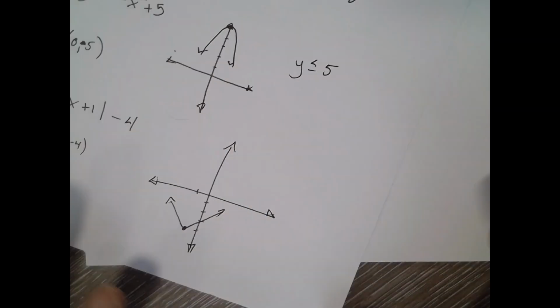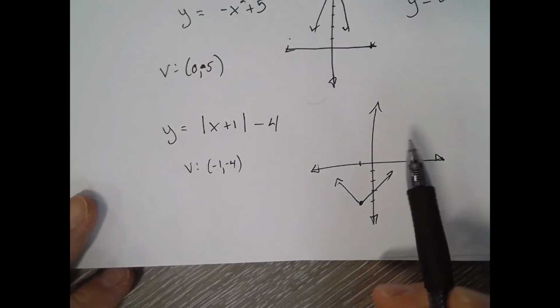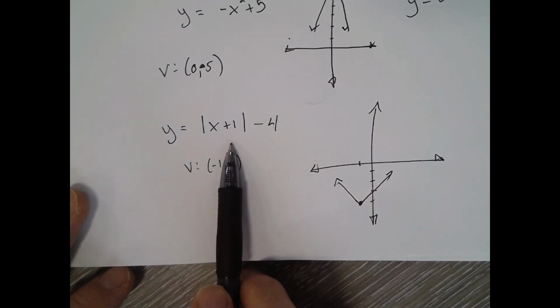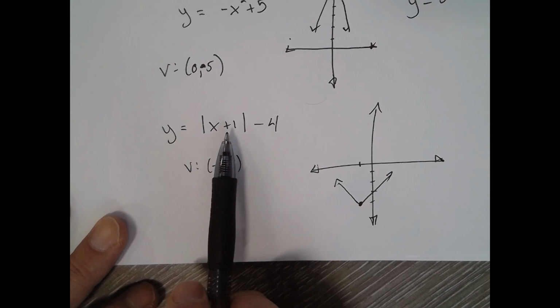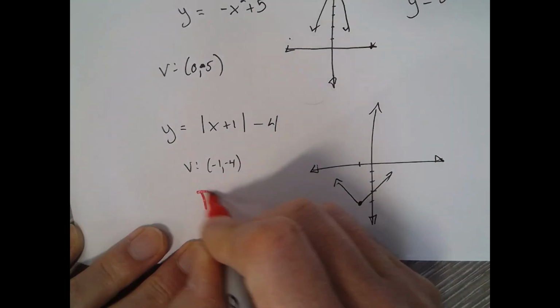Just to finish this off, what would the domain of this function be? The domain. Absolute value goes forever to the left, forever to the right. You can't take the square root of a negative, can't divide by 0. So the domain, we would say all real numbers.